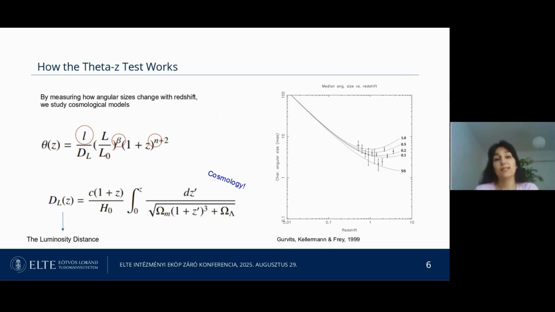The theta Z test is a method that tests how the angular size of radio sources changes with redshift, with Z here. Theoretically, we measure how this size evolves across different redshifts, and we can test cosmological models and the expansion of the universe also. But here we have some free parameters that we need to estimate with data later. I will explain them.